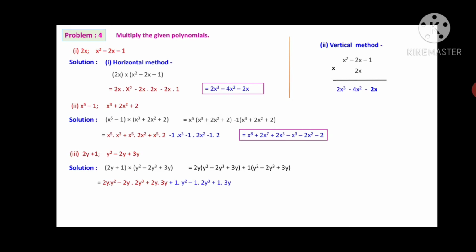So the result will be like this: 2y cube minus 4y to the power 4 plus 6y square, the first half in red color, then the blue color that gives you y square minus 2y cube plus 3y. We'll bring the similar terms together, so this will be minus 4y to the power 4 plus 2y cube minus 3y cube plus 6y square plus y square.